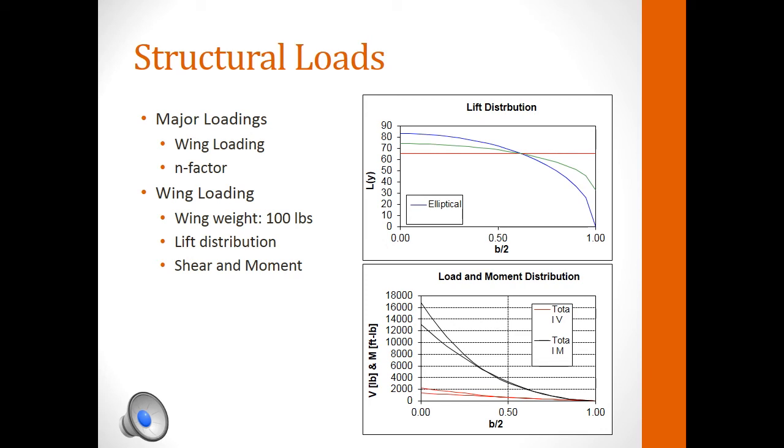For the wing loading, as you can see to the right, is a graph of our lift distribution curve, the blue line being the elliptical loading, as well as the red being the trapezoidal, and the green, which is our average lift distribution curve. And below that are the shear and moment distribution loads and their weights.